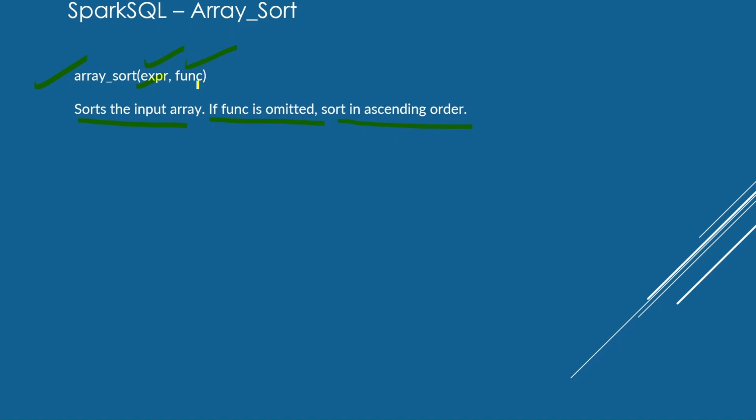So suppose this function is optional, and if you don't put any function, what Spark will do with the help of the array_sort function is sort the array in ascending order.